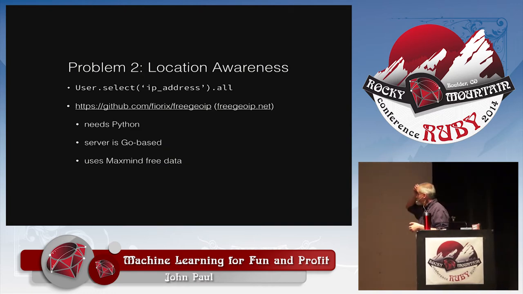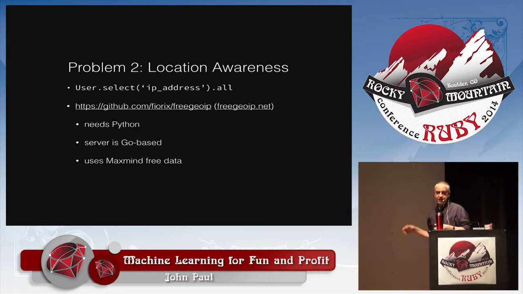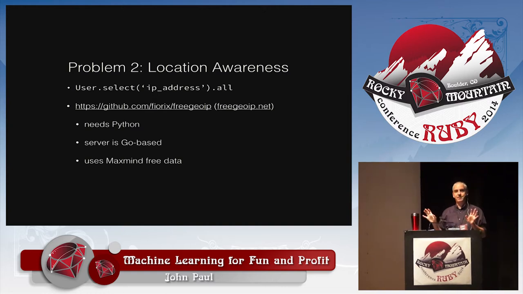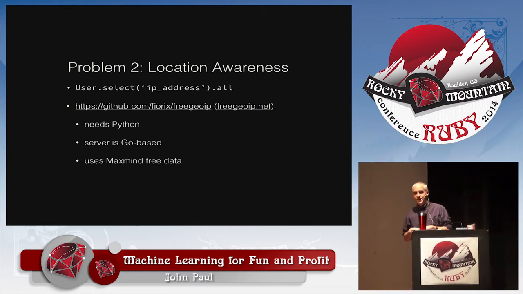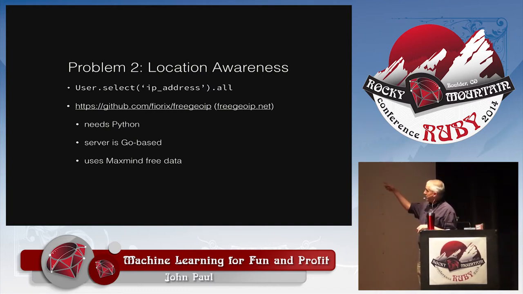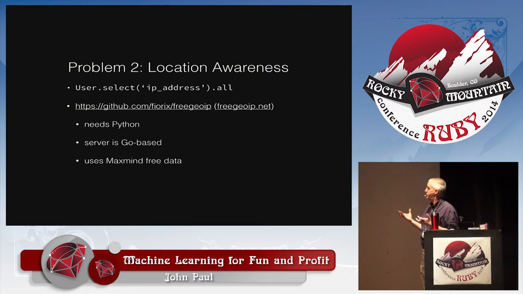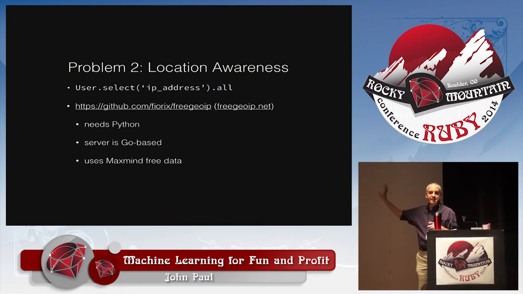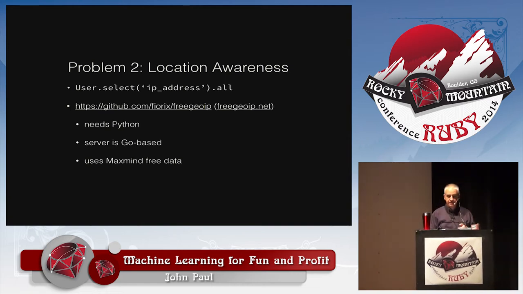Next up, location awareness. A lot of people probably already deal with geolocation. If you're a smaller company or you want to do it for fun, you can do your own geolocation, which is getting another piece of data. There's this really cool buzzword compliant tool called Free GeoIP, which is a hosted service, but you can download it. It is Go. It needs Python to run scripts, and it uses MaxMind to pull down some free data.